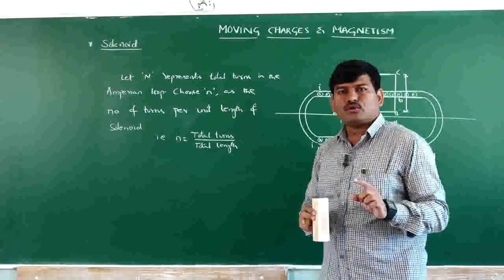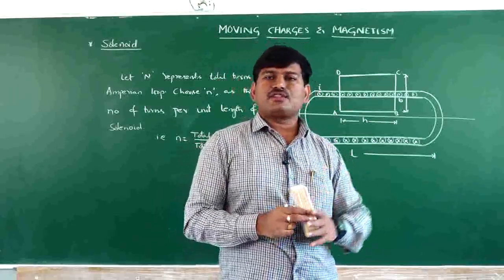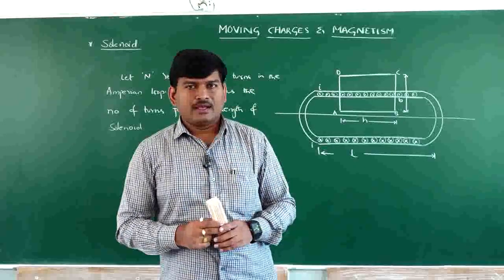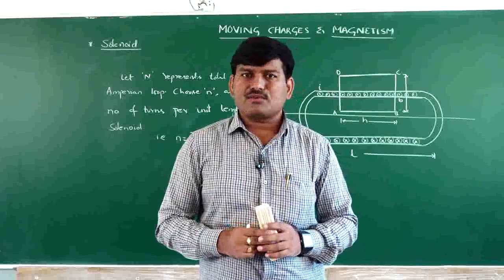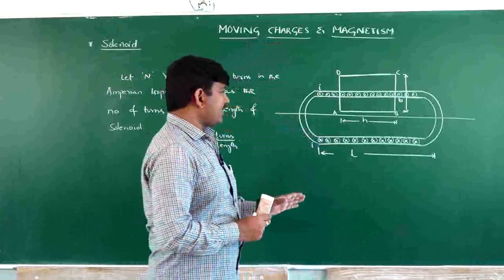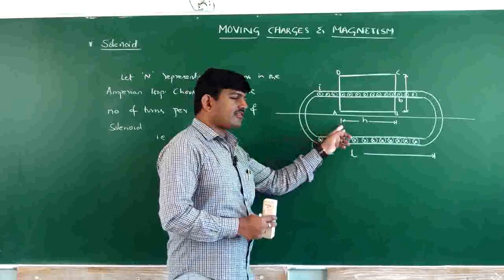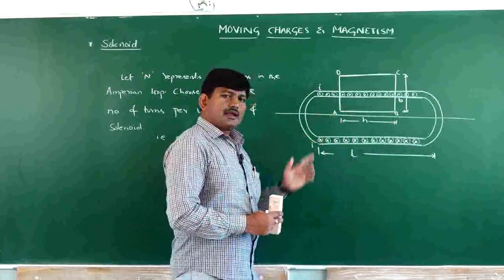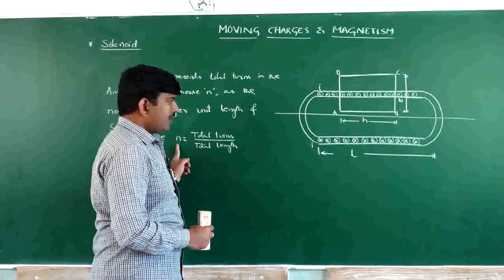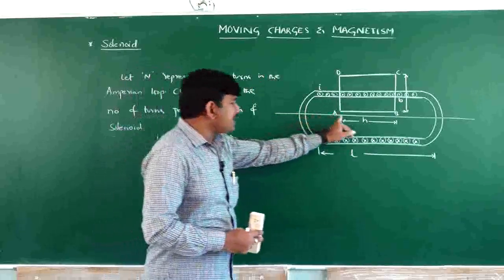Suppose if I know the cost of one chocolate, I can calculate the cost of any number of chocolates. If the cost of each chocolate is 2 rupees, what is the cost of 3 chocolates? 3 into 2, 6 rupees. If the cost of one chocolate is 2 rupees, what is the cost of x chocolates? 2 into x. In a similar way, if I know the number of turns per unit length, then the number of turns per h length will be, the number of turns per unit length n, which represents the cost of each chocolate. Then how much length is there? H length is there. Then what is the total number of turns in this Amperian loop?